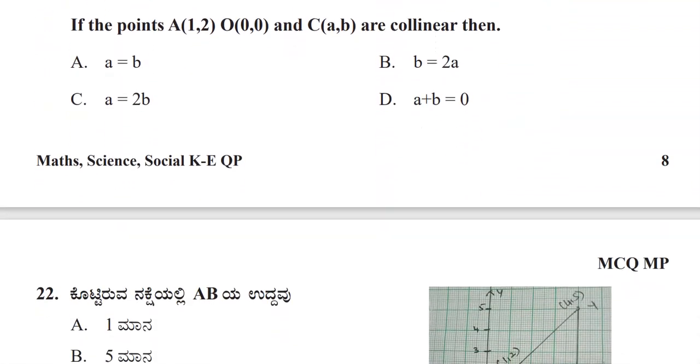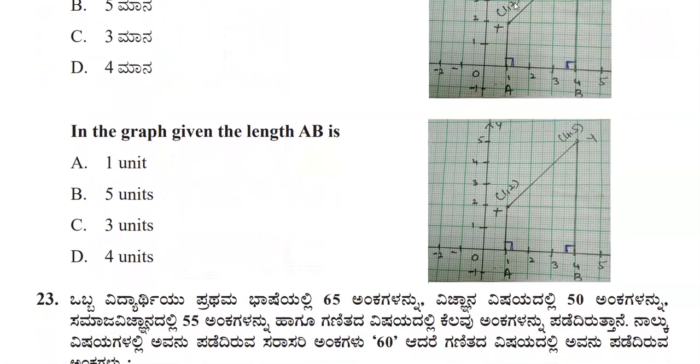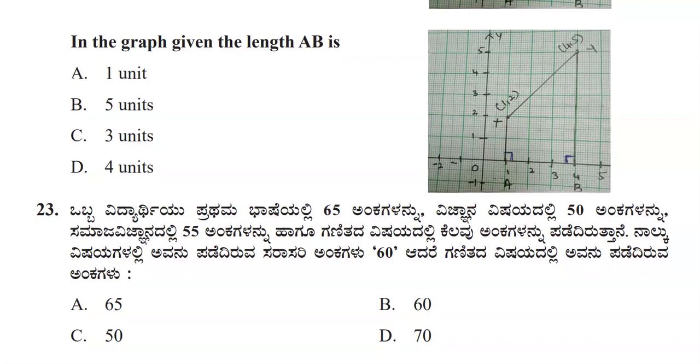Next, question number 21. If the points A of 1, 2, O of 0, 0 and C of a, b are collinear, then the correct answer is option B, b is equal to 2a. Next, question number 22. In the graph given, the length AB is. Option C, 3 units.